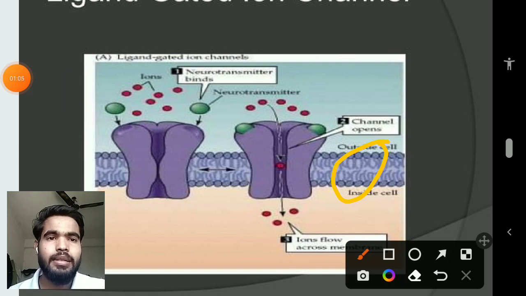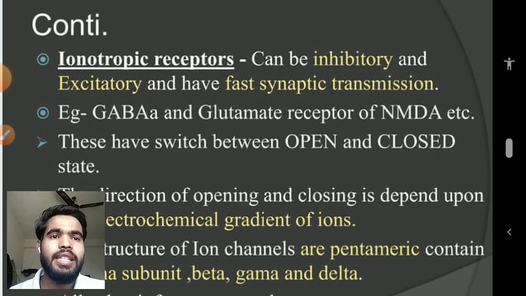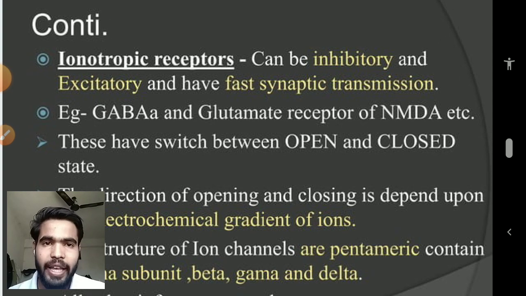When a ligand or a neurotransmitter binds on this receptor binding site, then the ion channel opens and the influx of ions takes place. These are ionotropic receptors, which have inhibitory or excitatory action. That means ionotropic receptors show inhibitory or excitatory action on neurotransmitters and have a very fast synaptic transmission. Examples are GABA A receptors and the glutamate receptors of NMDA, etc.